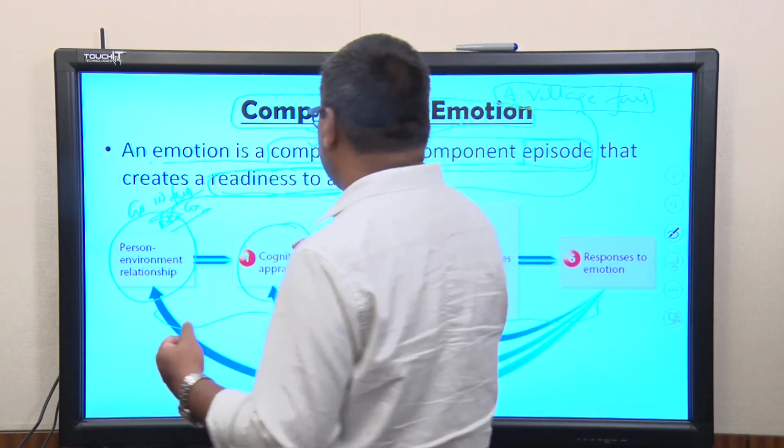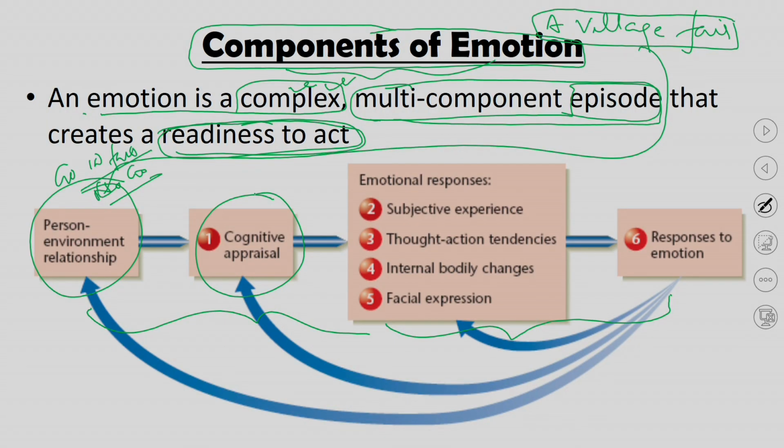Now, once you have appraised this situation, once you have decided to enter the fair and you actually use your experience or your memory to come up with what should happen in a fair, the next couple of steps of emotion, experience or feeling happen, and these are called the emotional responses.